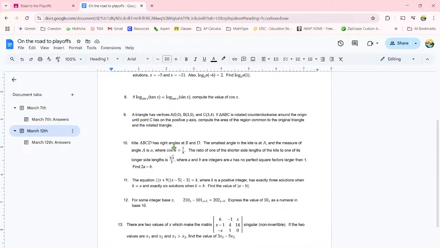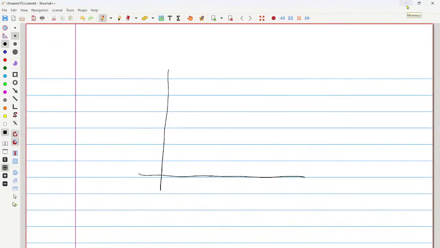Number 9. A triangle has vertices (0, 0), (3, 0), and (3, 4). Basically, it's going to rotate counterclockwise until C lies on the positive y-axis. So (0, 0), (3, 4), and (3, 0). So (3, 4), kind of like that.